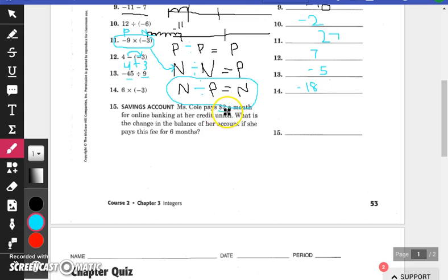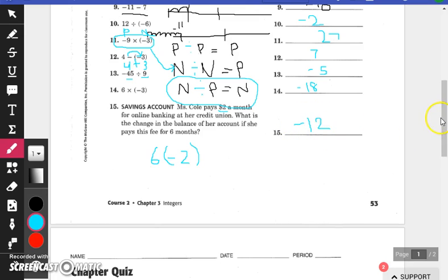I wanted to just talk about a word problem for a second. If you are paying a fee, that means they're taking away a certain amount of your money each and every month. That's called a withdrawal or a debit. And so if they are doing this for 6 straight months, at the end of those 6 months you are going to have $12 less.